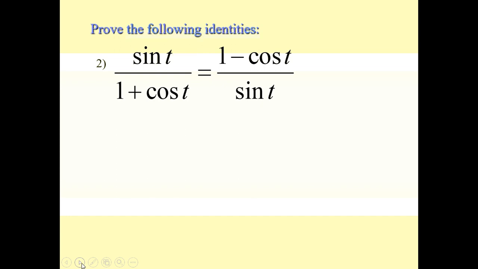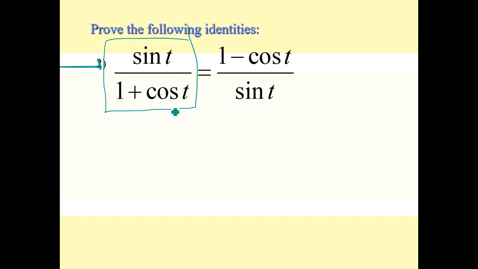So let's take a look at this guy right here. I'm going to relabel him number one. We are proving that sine t over 1 plus cosine of t is the same thing as 1 minus the cosine of t over the sine of t. Well, it doesn't look like one side's any more complicated than the other. So in that case, I'm just going to pick a side. I'm going to work this left side again, creature of habit, and I'm going to try to make him look like the other side.